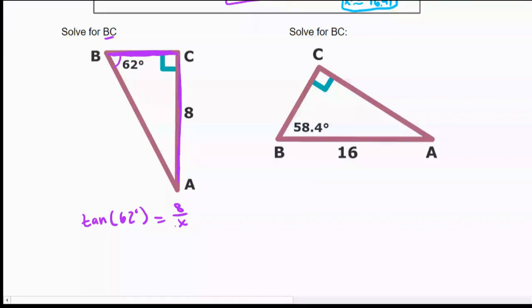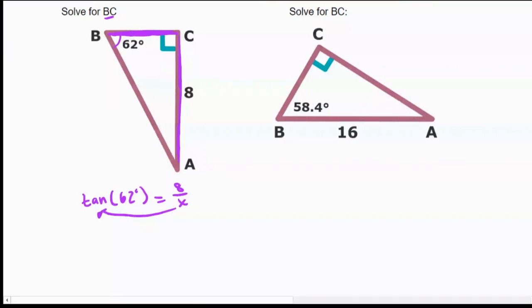So now I'm going to go ahead and multiply x to both sides and then divide by tangent of 62. So I get x equals 8 divided by tangent of 62 degrees. Make sure your calculator is in the degrees mode if you're using a graphing calculator. And then just do 8 divided by tangent of 62, which gives you your answer of 4.25-ish for side BC.